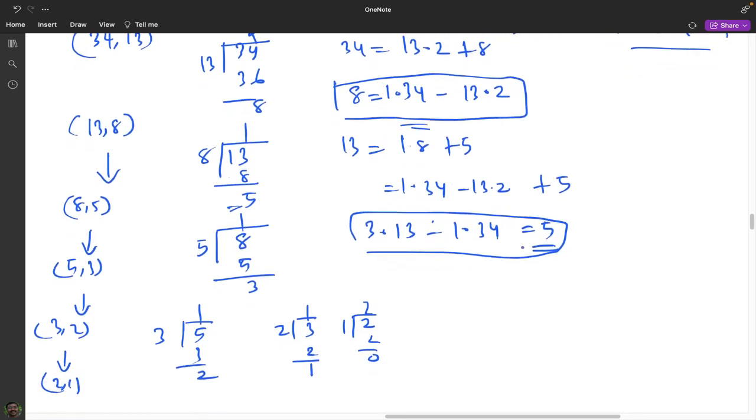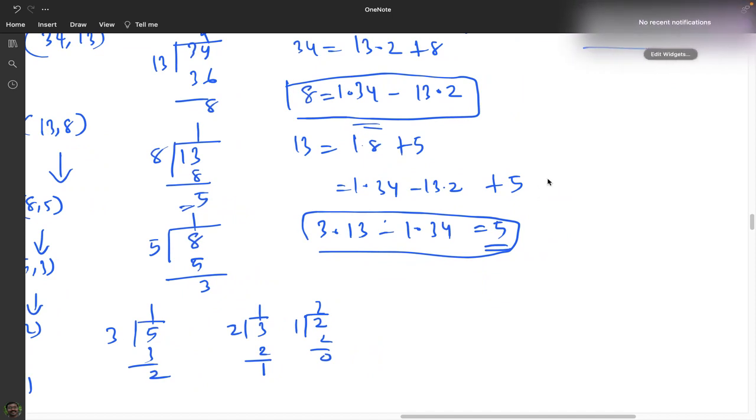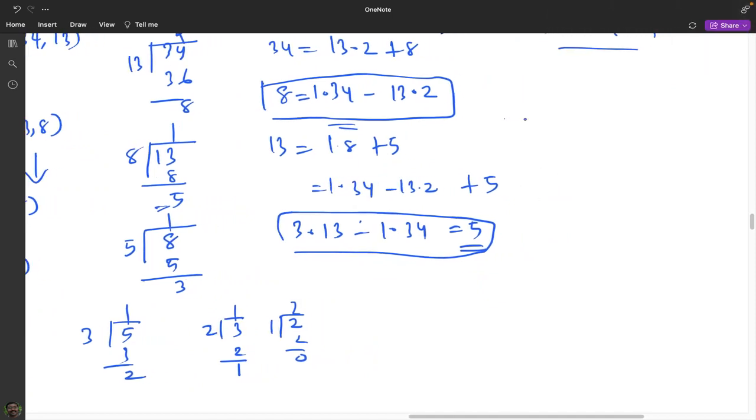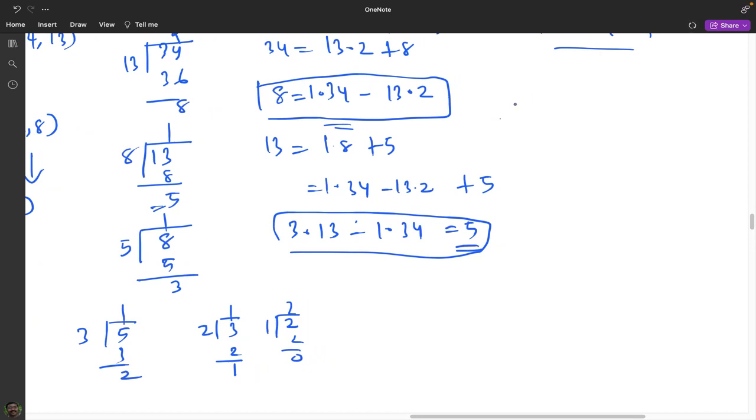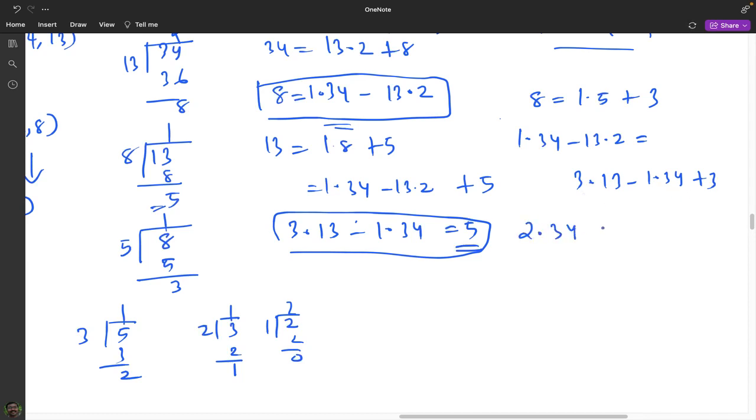The next number in the sequence was 3. Can you write down how to write 3 here? Again, 3 you can do in the same manner. You obtain 3 by dividing 8 by 5, right? So 8 is actually 1 into 5 plus 3. 8 is 1 into 34 minus 13 into 2, and 5 is 3 into 13 minus 1 into 34, plus 3. Now can you tell me how to write this 3? When you bring it to the other side, it will be 2 into 34 minus 5 into 13. That is how you write 3.